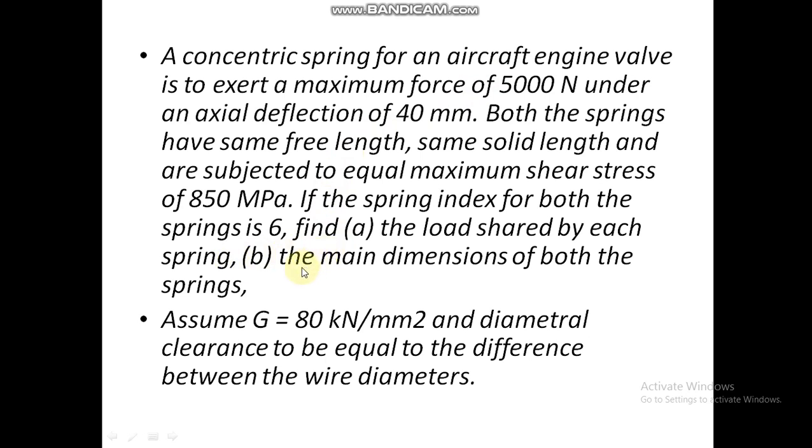Find the load shared by each spring, that is W1 and W2, and the main dimensions of both springs. Assume G is 80 kilonewton per square mm and diametral clearance to be equal to the difference between the wire diameters. So this is the question.